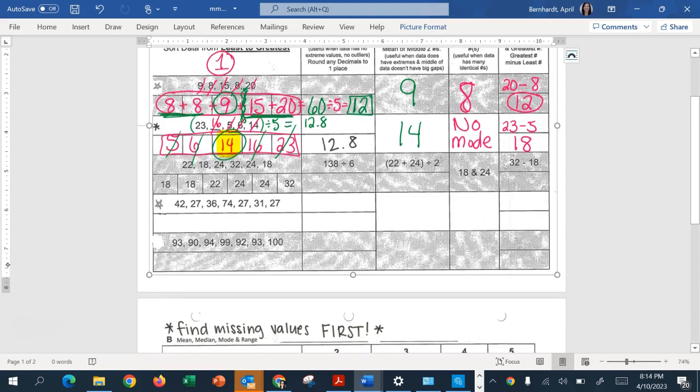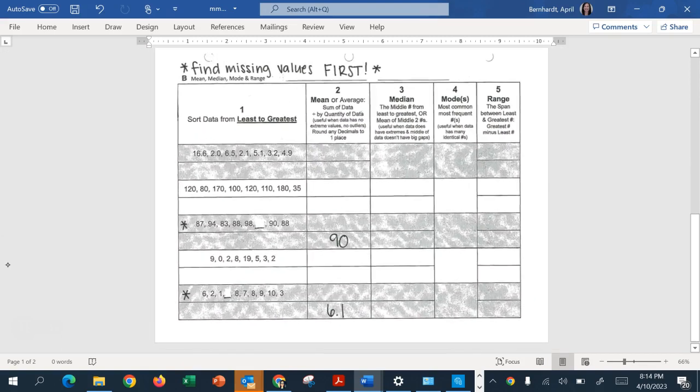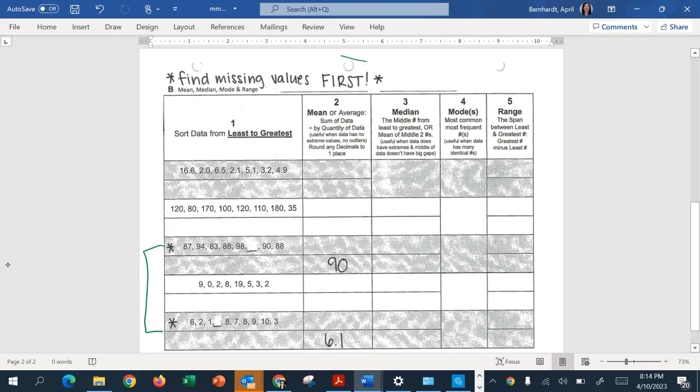There are 2 left for you to do on the front side. It's basic, no missing number. And then the second side of your assignment does have 2 missing data values. So you need to find those data values first, and then you can do median, mode, and range.